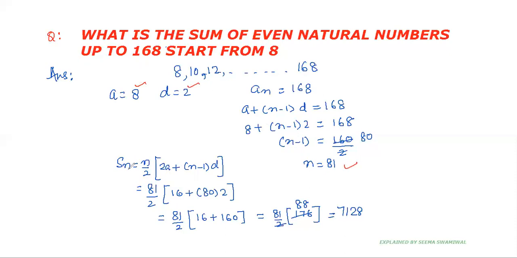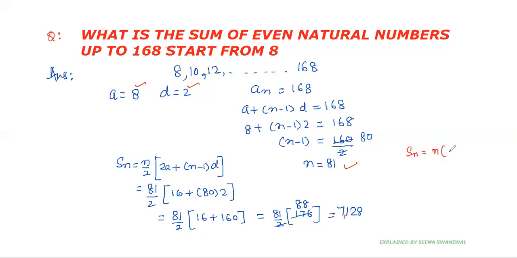Now you will use this formula: Sn is equal to n by 2, 2a plus n minus 1 d. Therefore, this is 81 by 2, 2a multiplied by 8, so that means 16, into n minus 1. There are 81 terms, so minus 1, this will be 80, multiplied by d, which is 2. So after simplification, you will get 7,128.